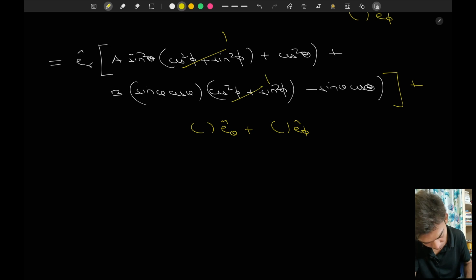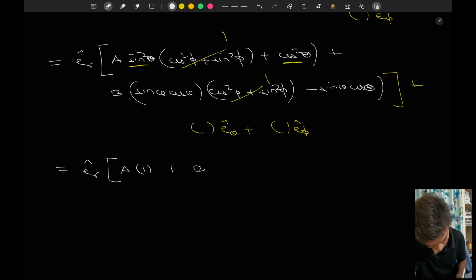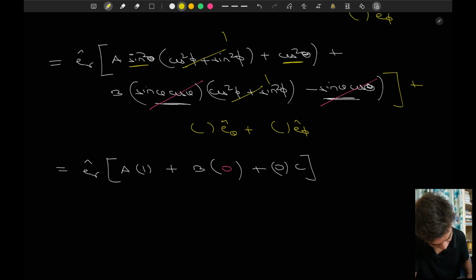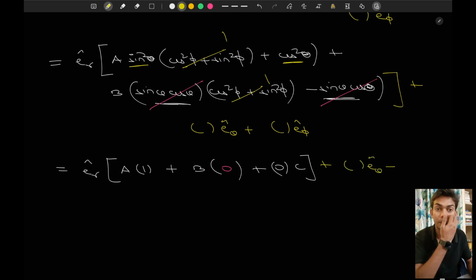Now here this is 1, this is 1, and we are again left with sine square theta plus cos square theta. So it will just give me a times 1 plus b times (sine phi cos phi minus sine theta cos theta). So it will just give me nothing. So I have 0 plus 0, it will give me 0, and we have plus 0 times c. Then we have these additional terms e theta and e phi, right?